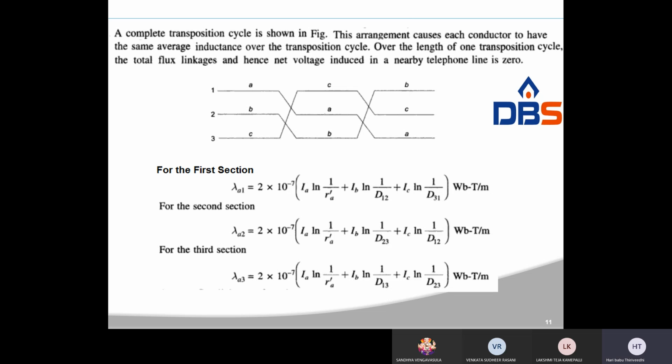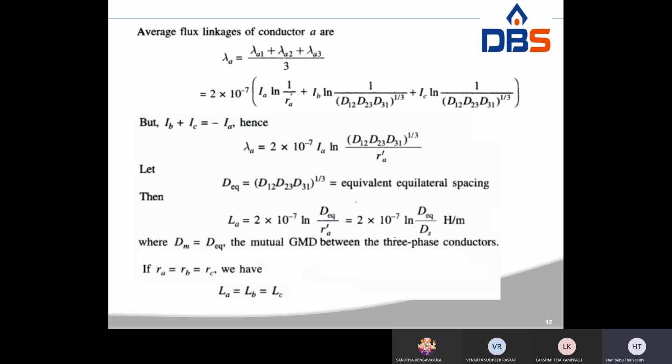Now these are the fluxes of the first section, second section, and third section. Now taking the average values, lambda A is equal to lambda A1 plus lambda A2 plus lambda A3, divided by 3. Substituting the values, we get this: IA must be common, 3IA by 3 cancels. That's why IA into ln 1 by RA dash, plus IB into (D12 D23 D13) whole power 1 by 3, plus IC into (D12 D23 D13) power 1 by 3.